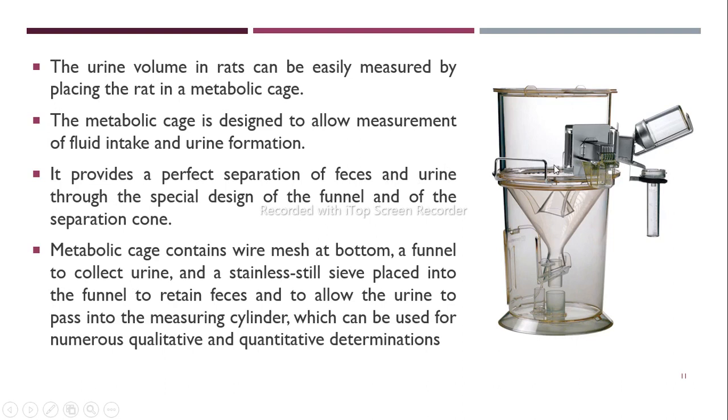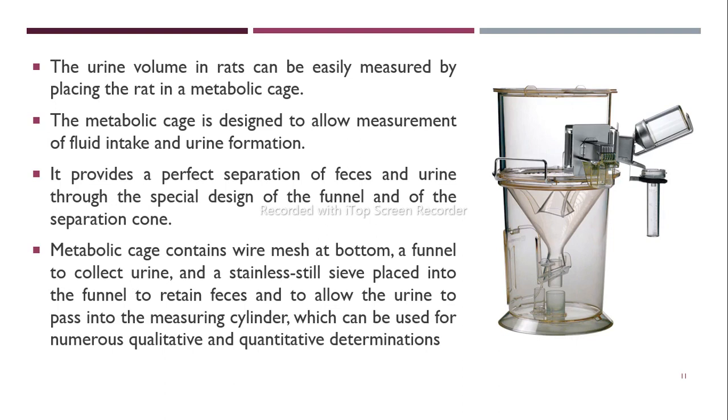Whatever urination that rat will do, that urine will be collected down over here in this particular flask. So it will be like a 24-hour reading. Every time, there will be time intervals like 30 minutes, 1 hour, 2 hour. At that particular time interval we have to collect the urine, and we have to compare it with that of the standard or the control.